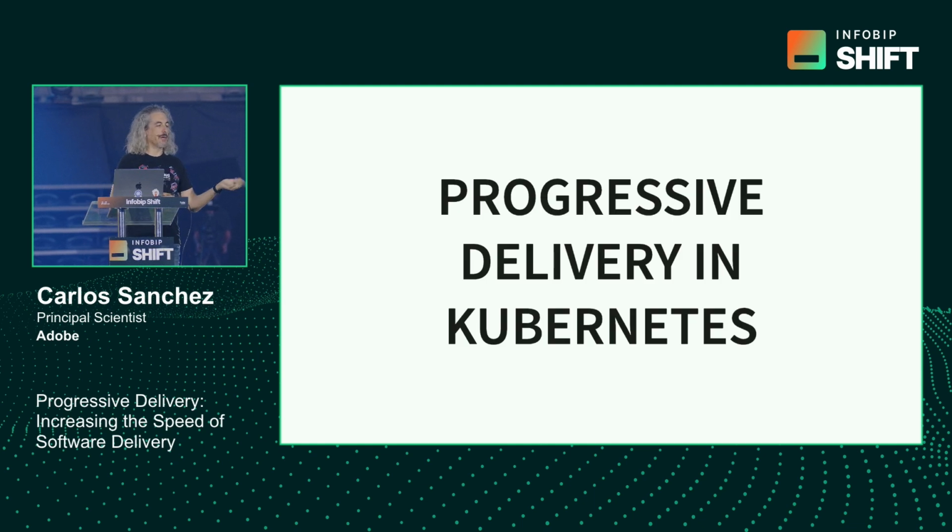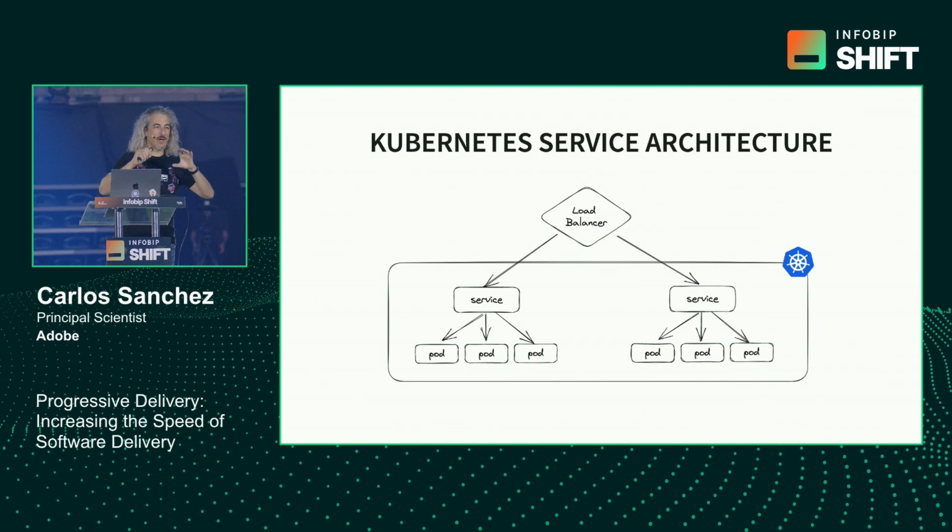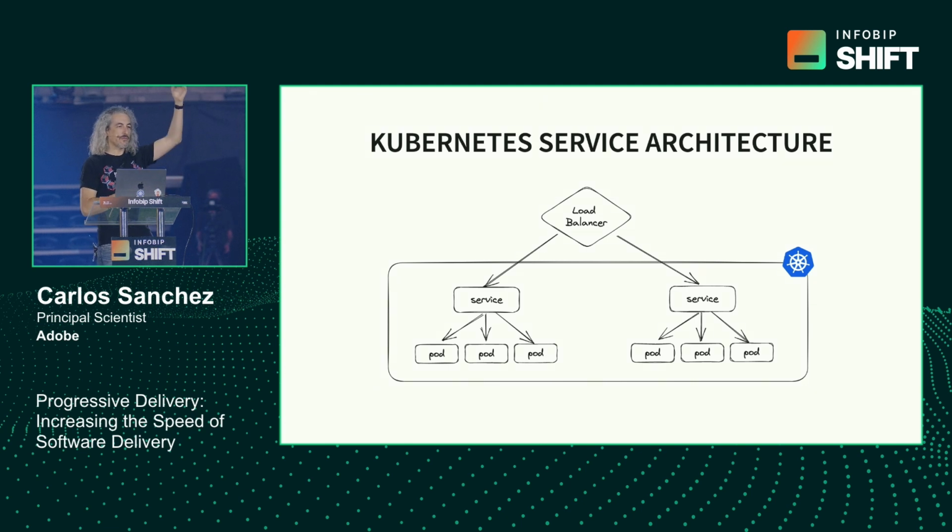How can we do this easily in Kubernetes? On Kubernetes, you have a service architecture, and you have a load balancer, you have a service definition, and that service is what says which pods are going to receive this traffic. So this is the default Kubernetes service architecture. You get traffic through the load balancer. The load balancer sends the traffic to the service, and the service sends the traffic to the pods. I mean, this is all logical. Service is just a logical concept.